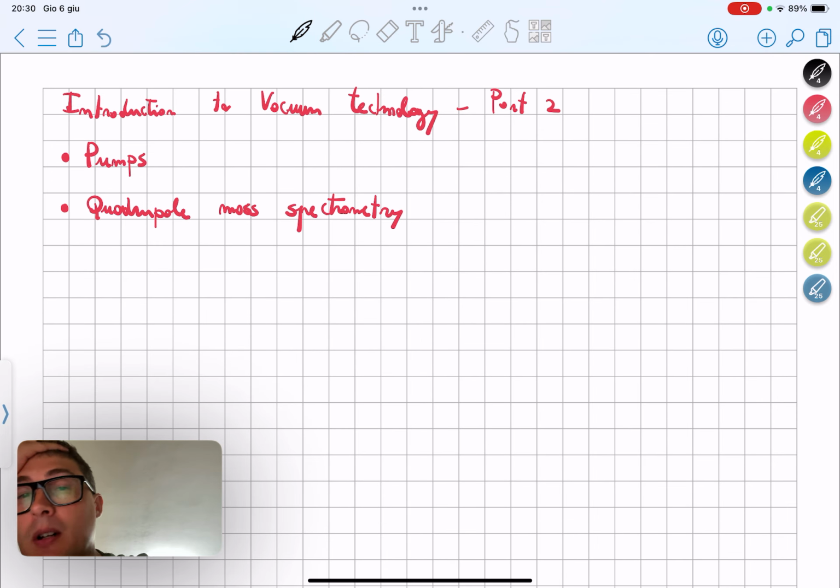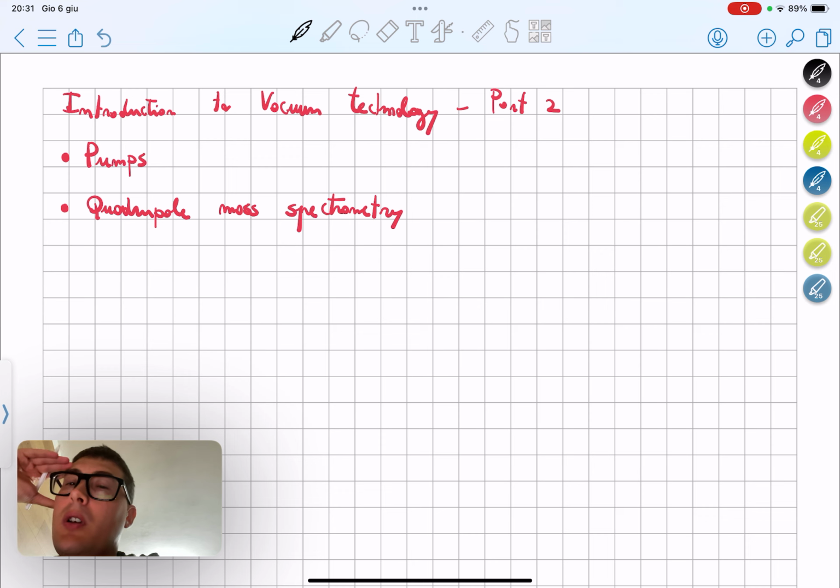I would like to speak a little bit more about the pumps. We've seen some of the principles of the pumping speed, the throughput, the conduction, and so on for the pumping, but we didn't actually speak about the pumps themselves, the different types of pumps. And the second topic will be quadrupole mass spectrometry.